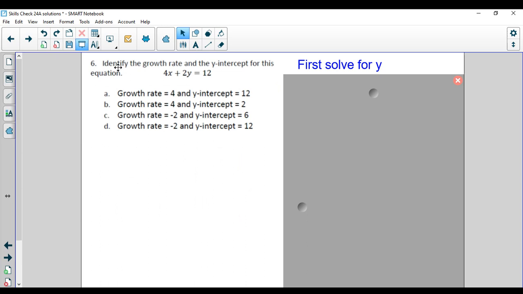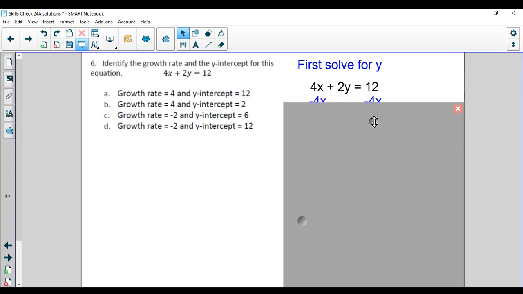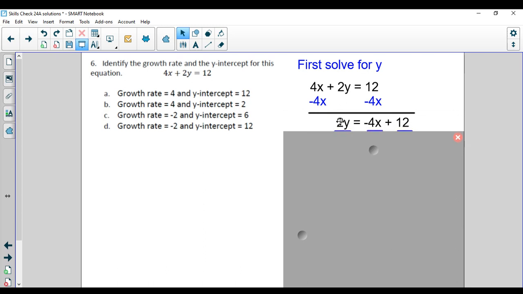Number 6 asks you to identify the growth rate and the y-intercept for this equation. So in order to do that, we want to first put it into y equals mx plus b form, and that will help us identify the growth rate and the y-intercept. So if I have this equation here, I copied it over here, I want to get the y by itself, which means I want to take away the 4x from both sides. When I do that, I am left with 2y on the left, and I'm left with negative 4x because I cannot combine these, plus 12.